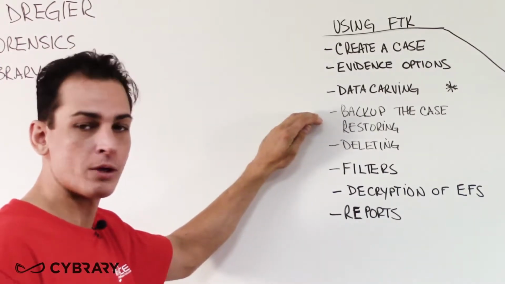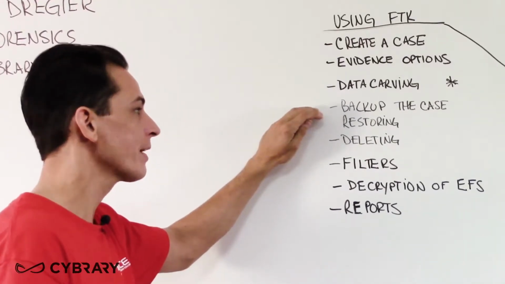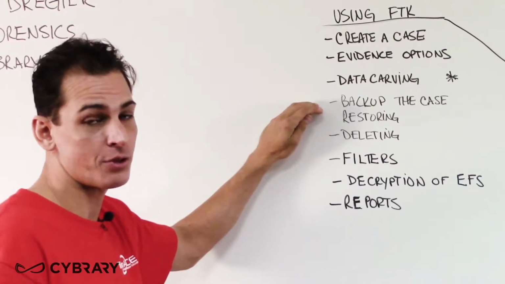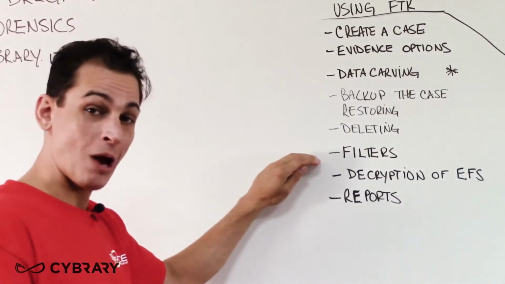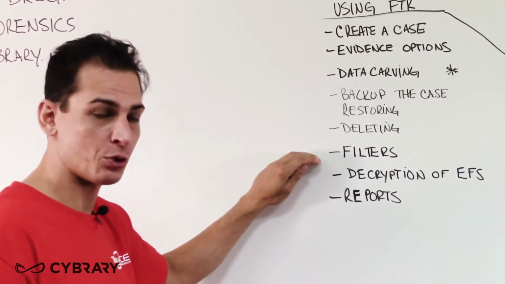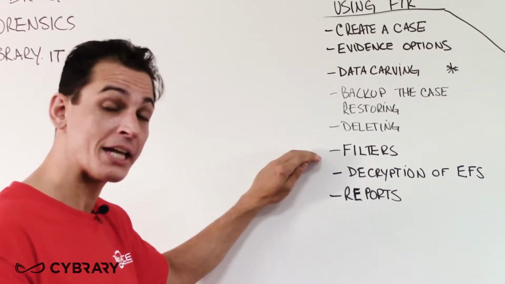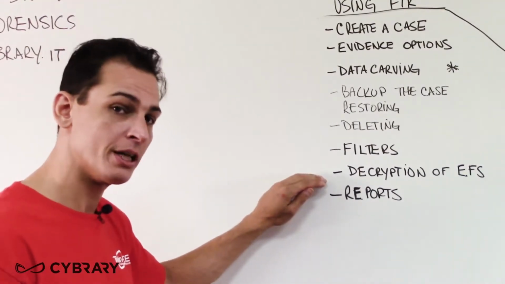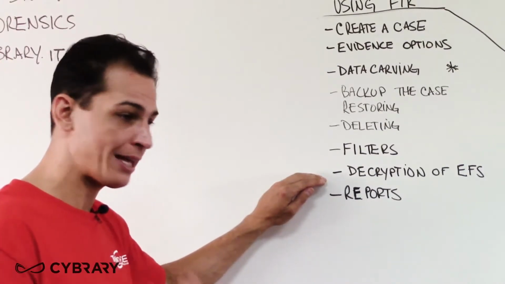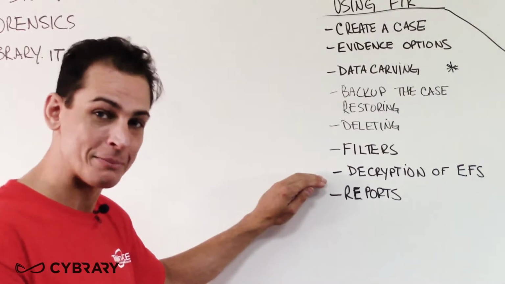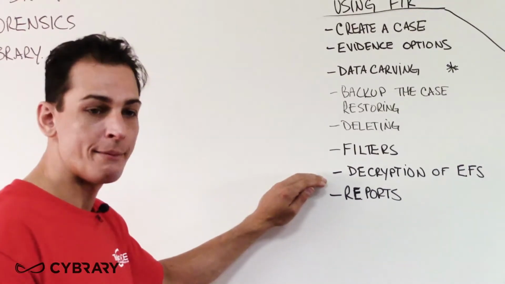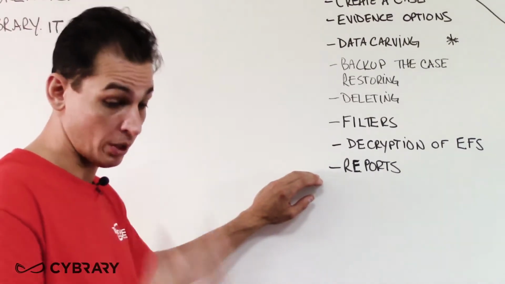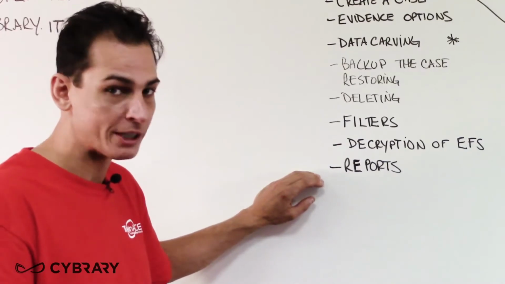Then some basic things you would want to be able to do using the software would be backing up cases, restoring cases, or potentially even deleting cases if you need more space. There's a variety of filters that you can apply when you're looking for data or analyzing data because, again, this is a very, very powerful tool. There are also some decryption options for analyzing encrypted files. So if you want to analyze something on an encrypted file system, EFS for Windows, you can do that. And then finally, you can write your final report and send that to whoever needs it.